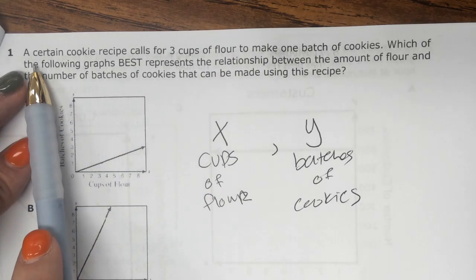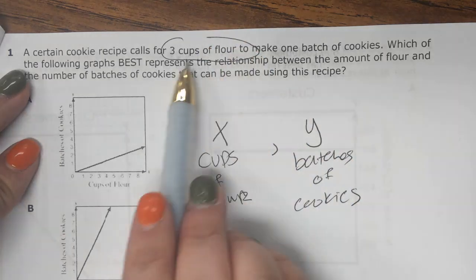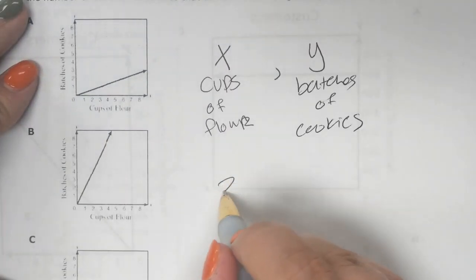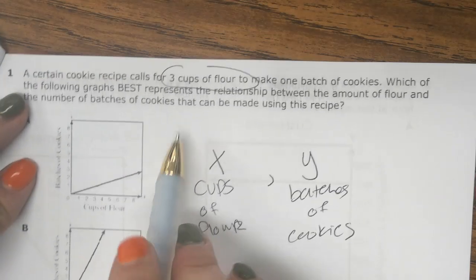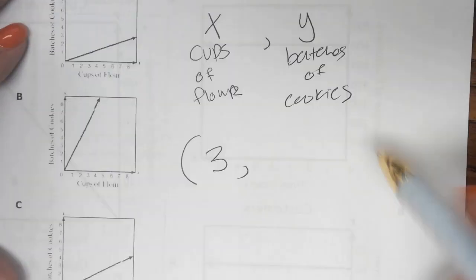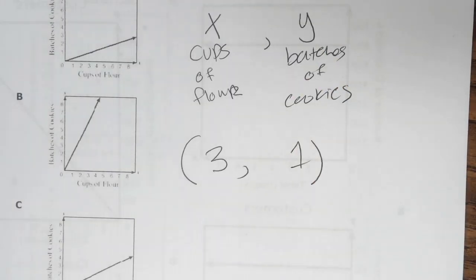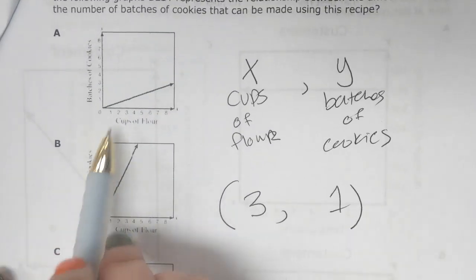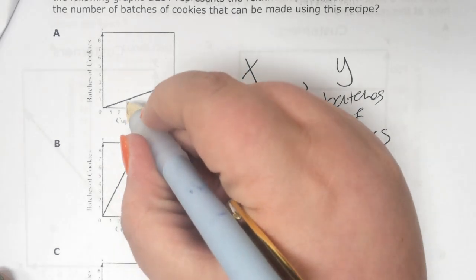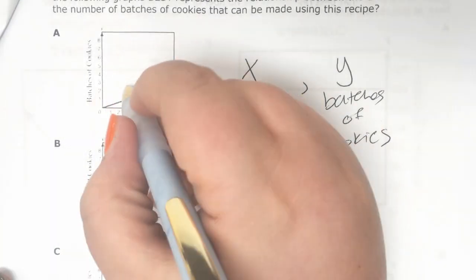Well, this certain cookie recipe calls for 3 cups of flour. So I'm going to put 3 for cups of flour where the x is. So I'm looking for an ordered pair of 3 cups of flour to make 1 batch of cookies. So instead of batches of cookies or y, I can put 1. So we're looking for the ordered pair 3, 1. That means on our x-axis, we're going to travel till we see 3, and I'm hoping to hit the line at 1. This is 3, 1.